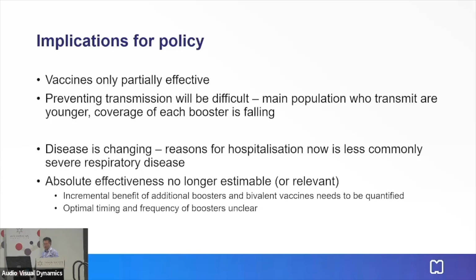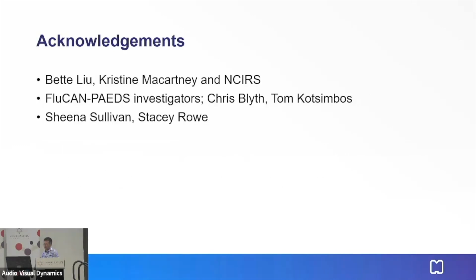Everyone's either had a vaccine or probably had an infection now, so I think thinking of vaccine effectiveness in absolute terms is probably no longer possible or relevant to policy. So we really need to think through what is the incremental benefit of additional boosters, and then make sure that we design our studies accordingly.